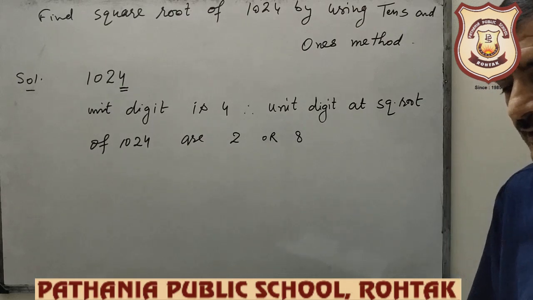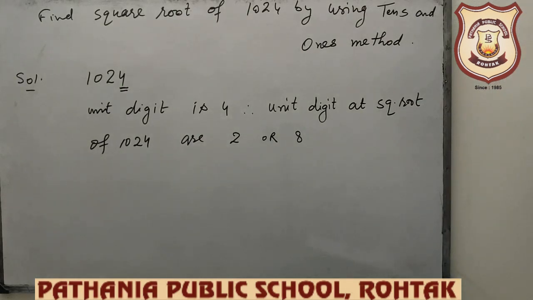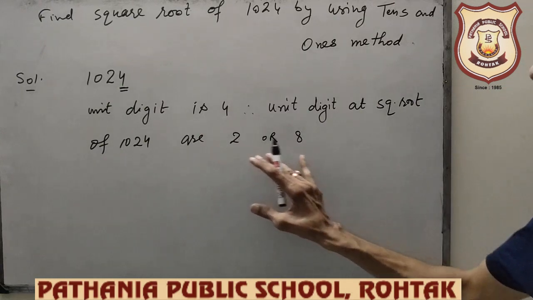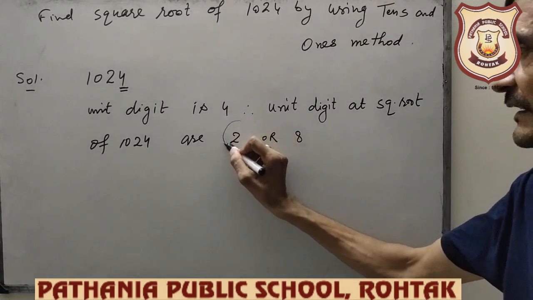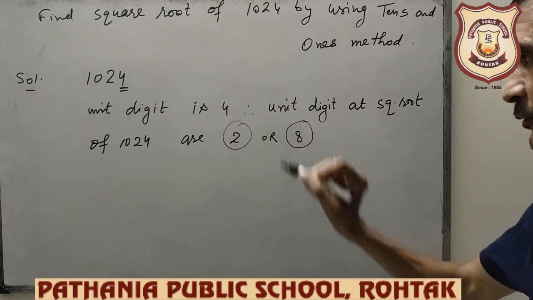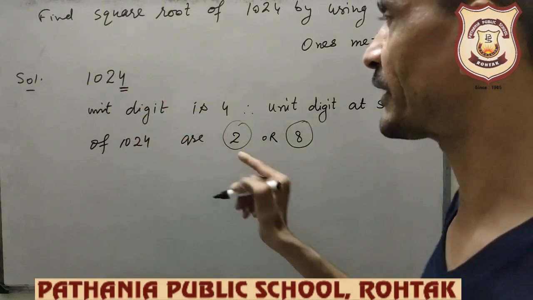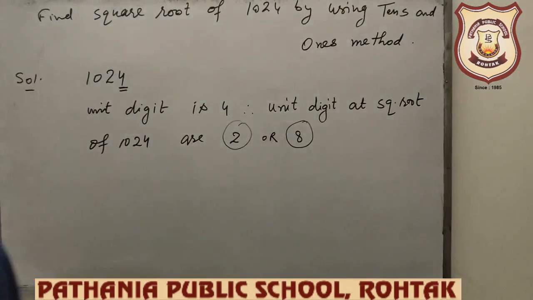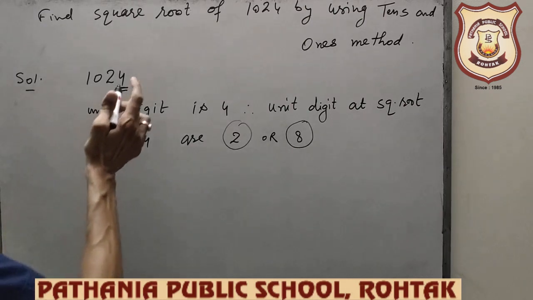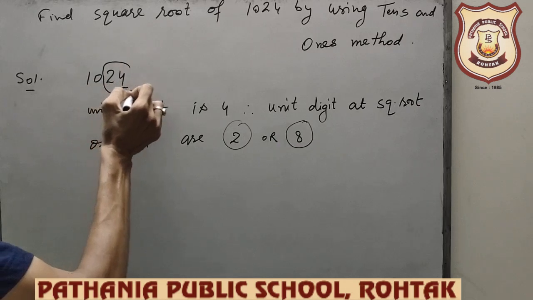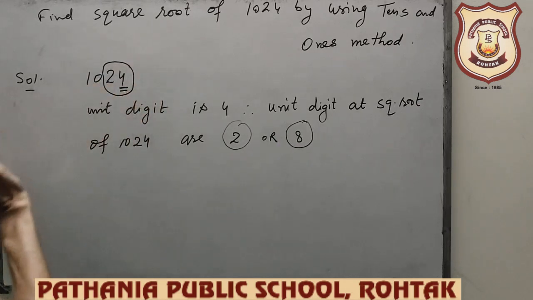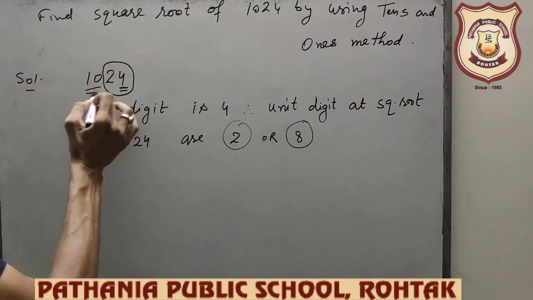Now it is clear that the square root of 1024 will end in 2 or 8. So keep these numbers for future use. Either 2 or 8 will be the unit digit in the square root of 1024. Now you remove the last two digits from the right of the given number. Remove these two digits from the right, 4 and 2. What is the left number? 10.